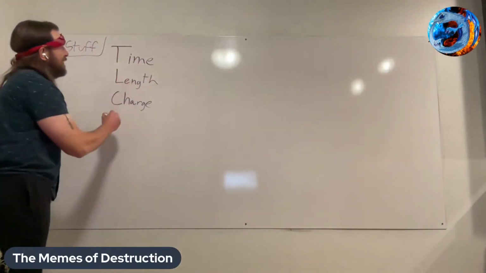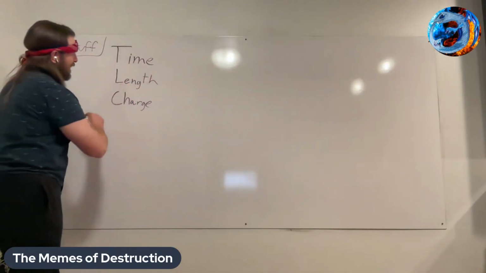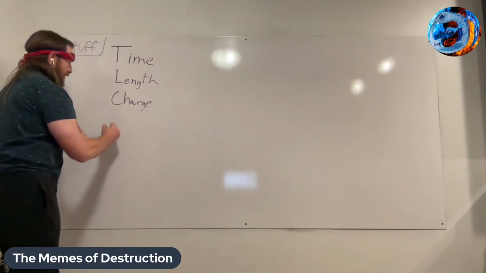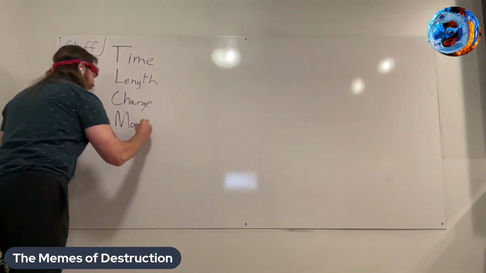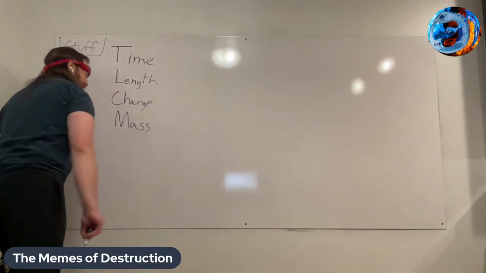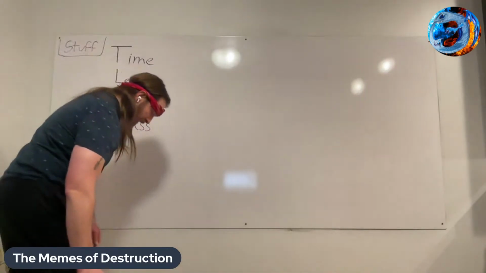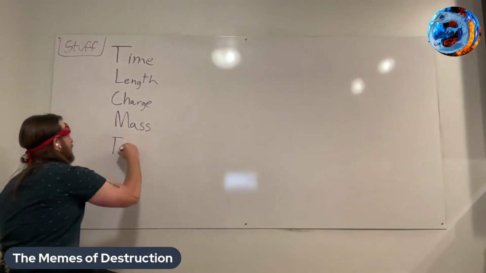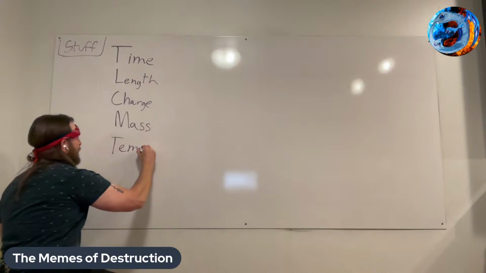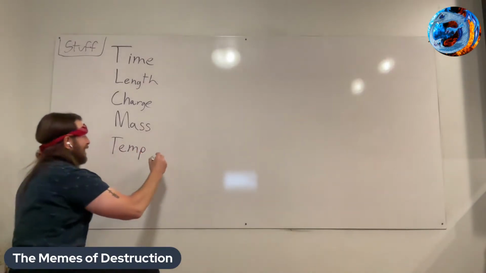All right. We got time. We got space expressed as length. We got electric charge as charge. And we got mass. I'm made of a bunch of that stuff. And then we got temperature, which makes stuff hot, at least to observers like me.